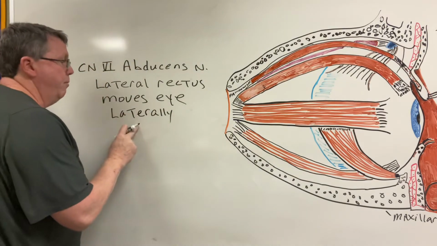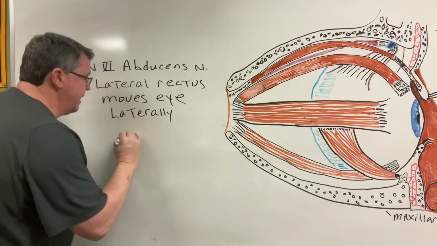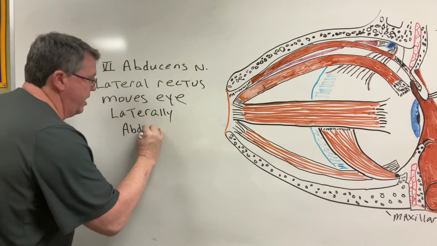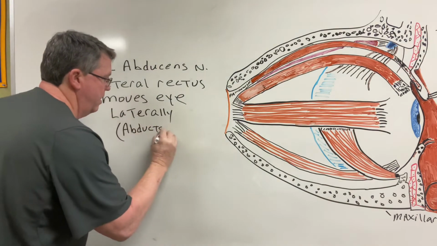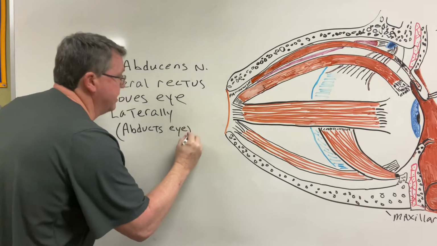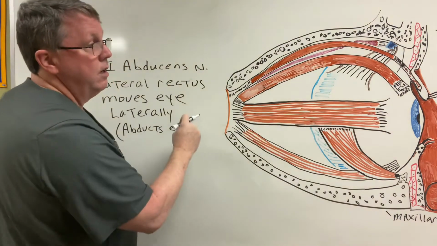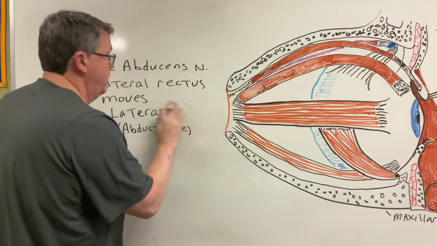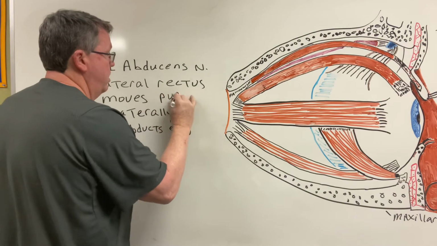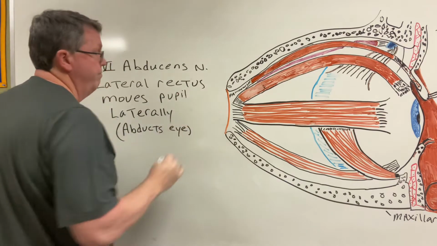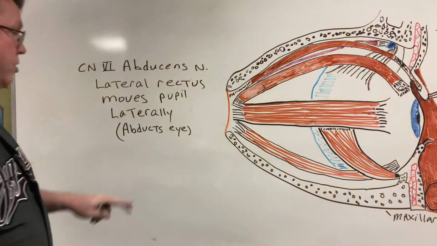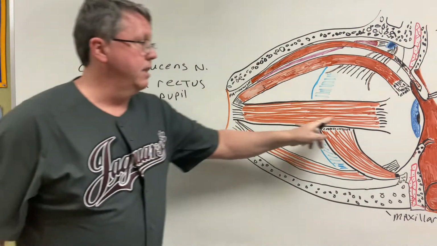So now, we say that this is basically abduction, so it's going to abduct the eye or the pupil. In fact, to stay consistent, did I write eye over there? Moves the pupil laterally. Okay? So now, that's what this is going to do, and this is my lateral rectus here.